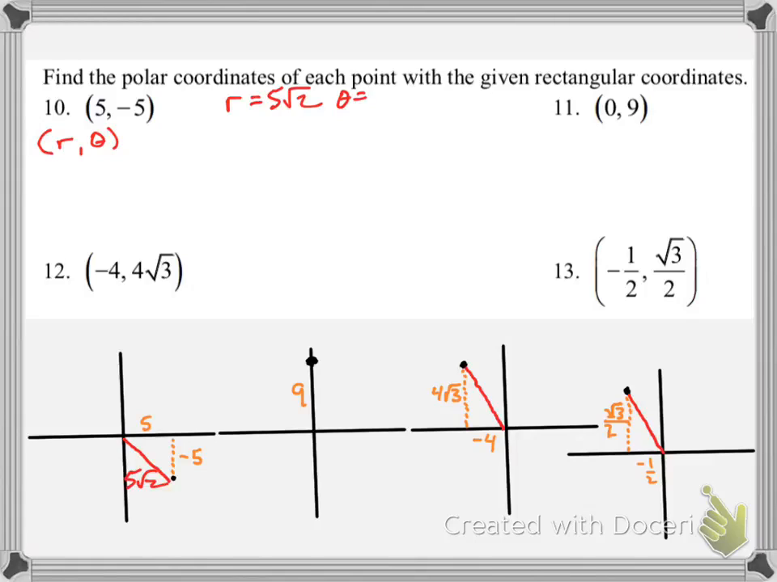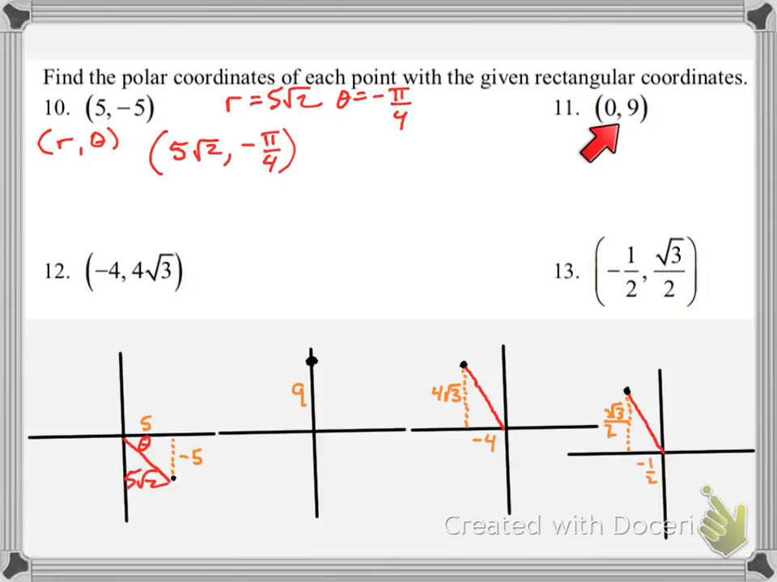All right, so theta is going to be the angle that we are rotating, and we can use theta right here as the negative rotation, and when these two segments are the same, that puts us at a pi/4 situation, or 45 degrees, and it's a negative rotation, so that gives us a negative pi/4. So the coordinate then would be 5√2 comma negative pi/4.